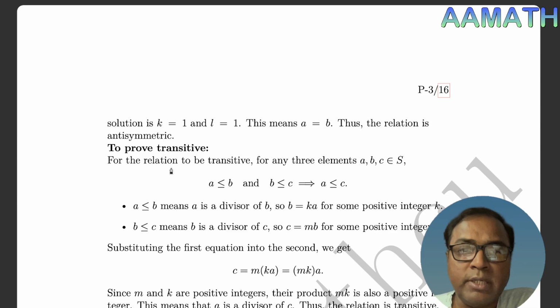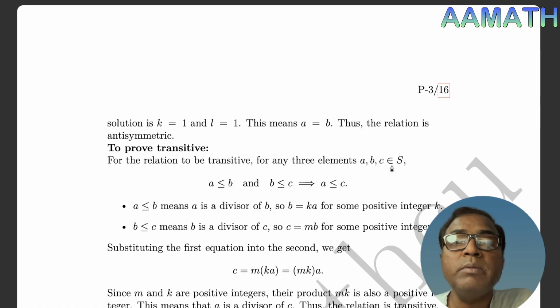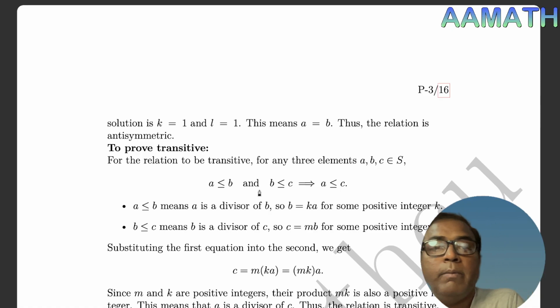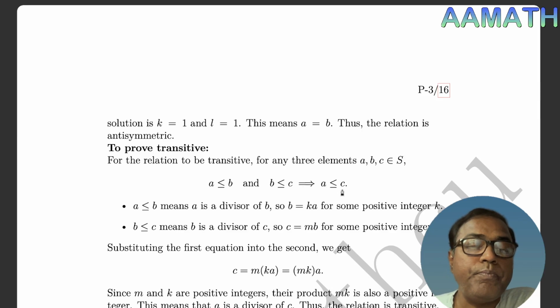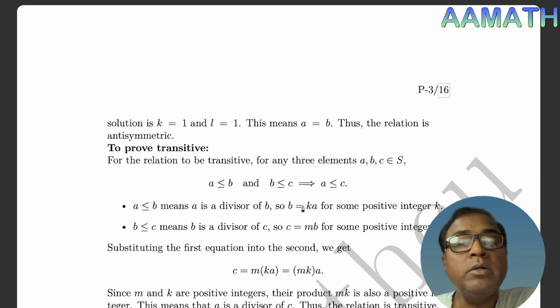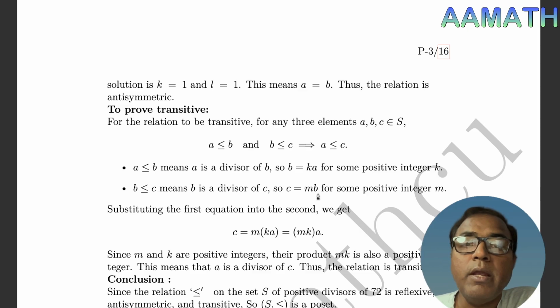For the relation to be transitive, for three elements A, B, C belonging to S, A less than equal to B and B less than equal to C implies A less than equal to C. Now A less than equal to B means A is a divisor of B, so B equal to KA for some positive integer K, and B less than equal to C means B is a divisor of C, so C equal to MB for some positive integer M.